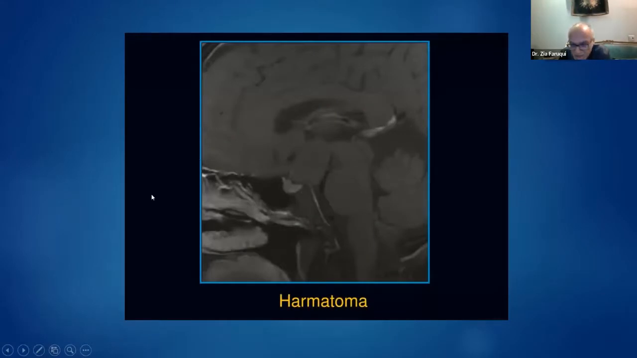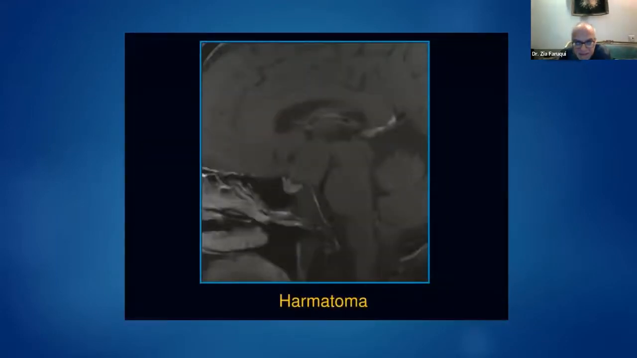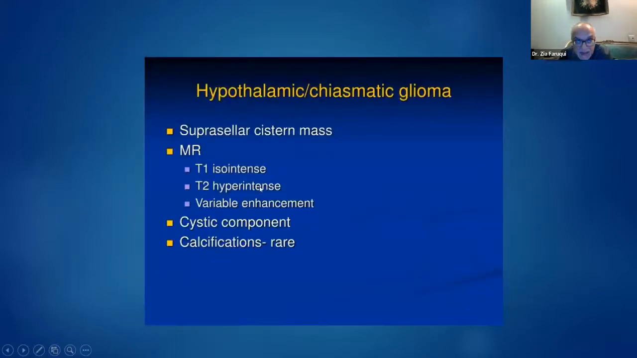So again, despite the fact that they are benign tumors, the prognosis is sometimes not very good because of the size and the location and the compression of things and difficulty in getting them out. So hypothalamic chiasmatic gliomas, again, present as a suprasellar cistern mass, T1 hyperintense, T2 hyperintense, like most things.